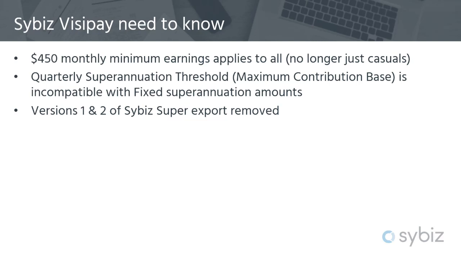It doesn't make sense, but we have had a couple of instances of people configuring their software in that way and getting some weird results. So just a word of warning there: not to use the quarterly super thresholds with fixed superannuation. And because it's now no longer required for the Super Choice Sybiz Super service, we have got rid of versions 1 and 2 of the Sybiz Super export, just to make it easier, so people are exporting the correct version for Sybiz Super.